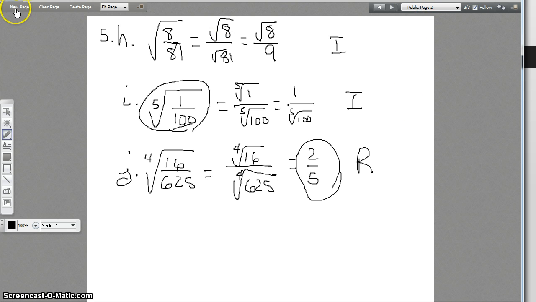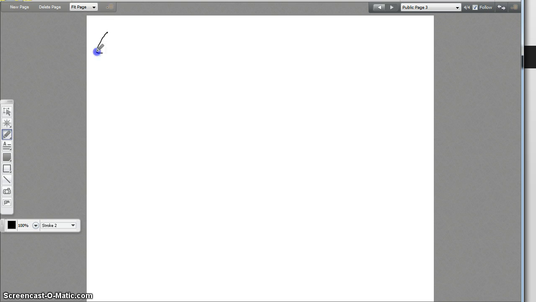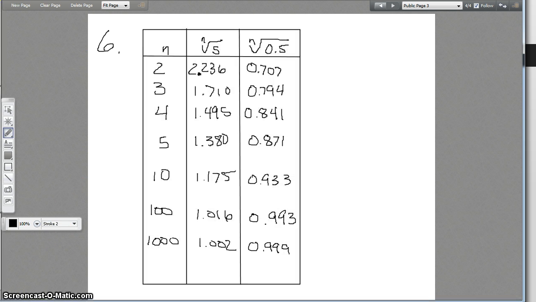Okay, so let's move on now to number 6. Number 6 says a table listing some of the roots of 5 and 0.5 is shown below. Each root is rounded to the nearest thousandth. I'm going to pause the tape and pop up the table. Okay, so this is the chart that's printed in the book for problem number 6 in set 2.